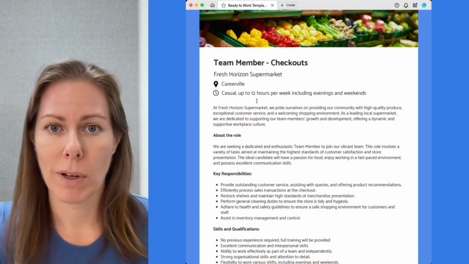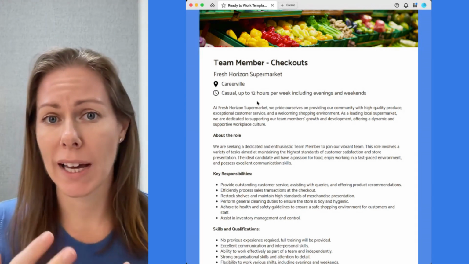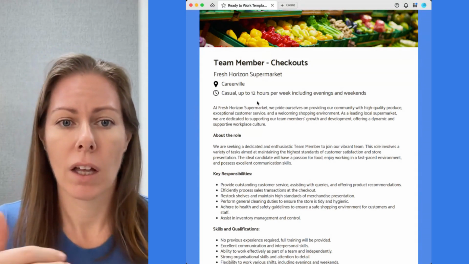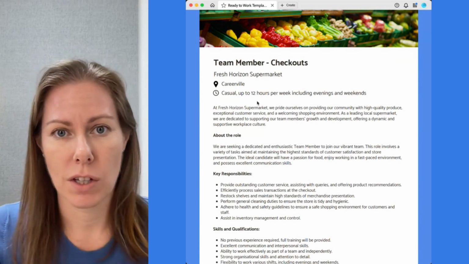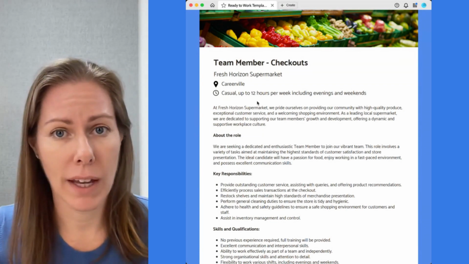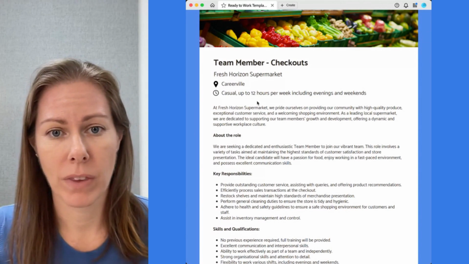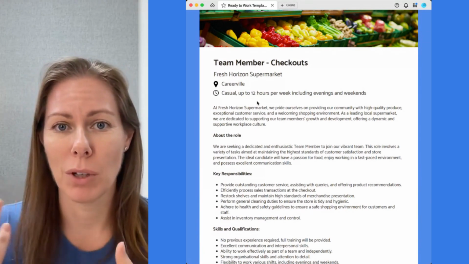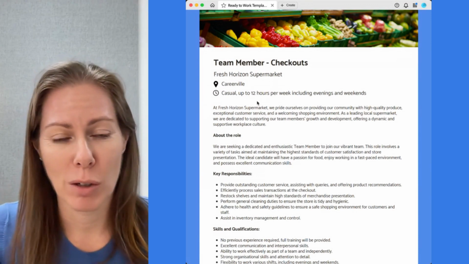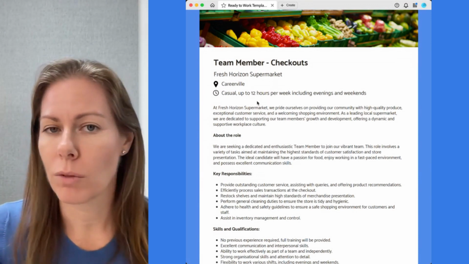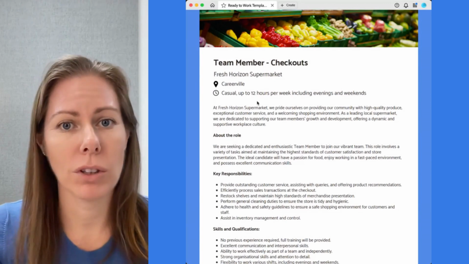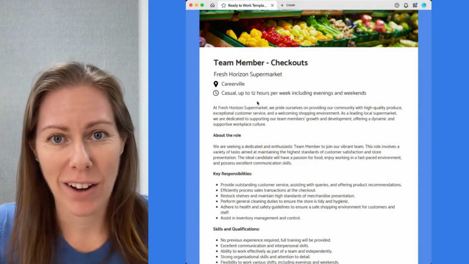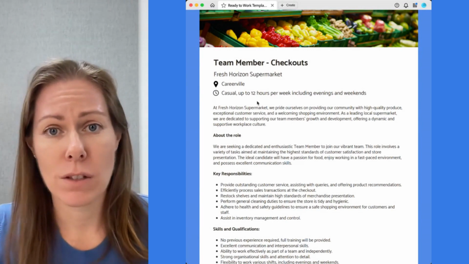You want to read this information really carefully and then make sure, A, that you're confident you can do up to that many hours per week, but also that you can work in the conditions that they've specified. So in this case, in the evenings and on the weekends. If your weekends are already really busy, you have sporting commitments or some other community commitments, and you know that you're not going to be able to do shifts on the weekends, you don't really want to be applying for this job, because all that's going to happen is there's going to be friction, because they're specifically looking for someone who can do that kind of work. So if that's not you, that's fine, go find another job.